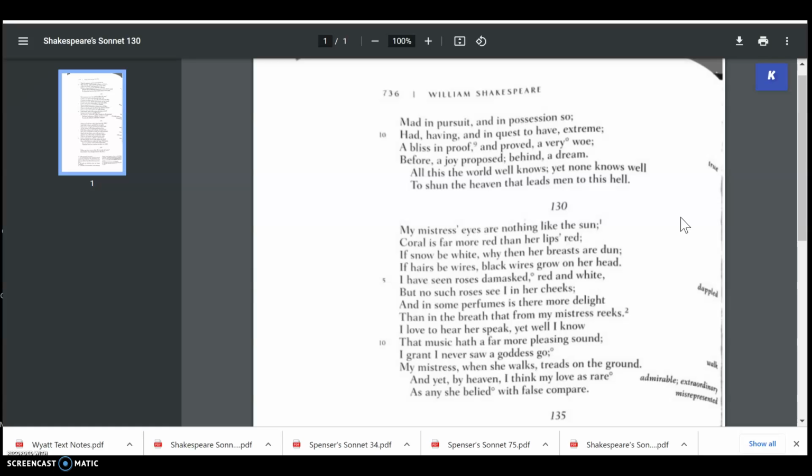So we talked about that standard of beauty. So those three quatrains that make up the body of the poem, those 12 lines, his mistress is not like those women, right? Her eyes are nothing like the sun. Her lips are coral. Her skin isn't fair white. Her hair is black. Black wires grow on her head. She doesn't have rosy cheeks. Her breath stinks. Her voice isn't as pleasing as music.